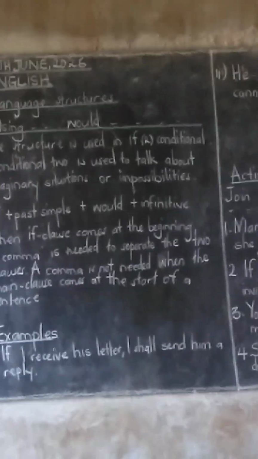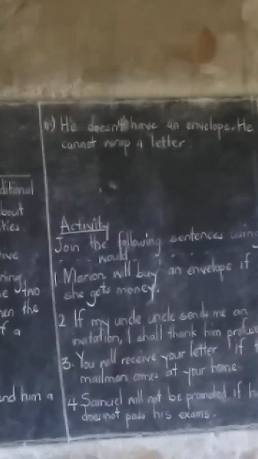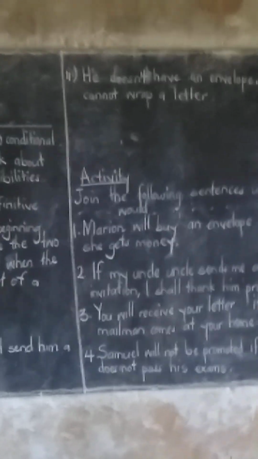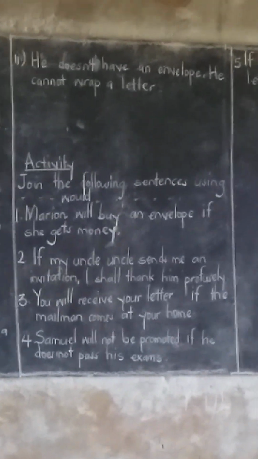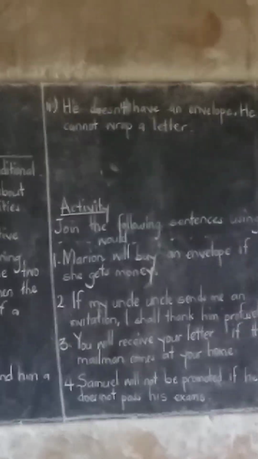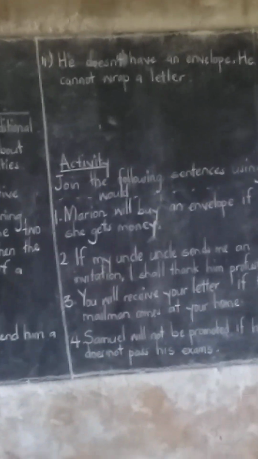Can you read example 2 before we work it out? He does not have an envelope. He cannot wrap a letter. Can you read the sentence correctly? He does not have any envelope. He cannot wrap a letter.